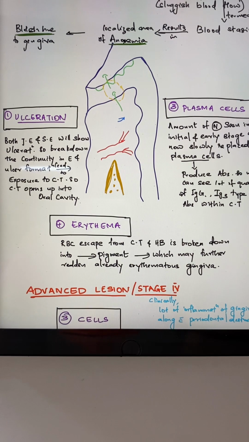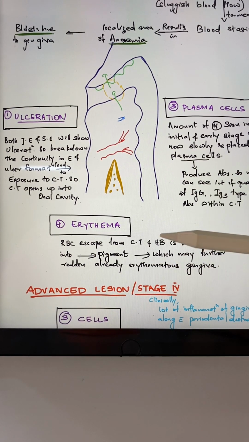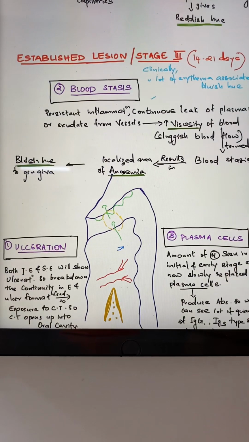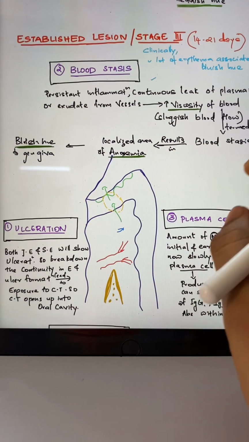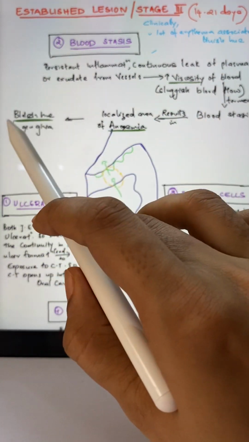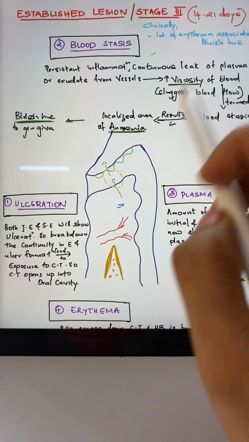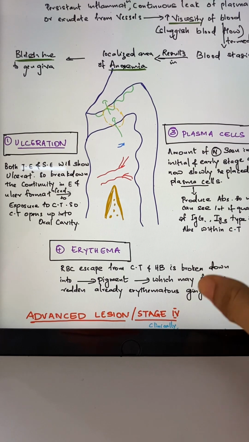Then another feature is the erythema. RBCs escape from the connective tissue, and the hemoglobin is broken down into pigment, which may further redden the already erythematous gingiva. So at this stage, clinically, there is a lot of erythema associated with a bluish hue. I told you how the bluish hue happens in the gingiva, mainly because of the anoxemia, and a lot of erythematous gingiva can be seen.